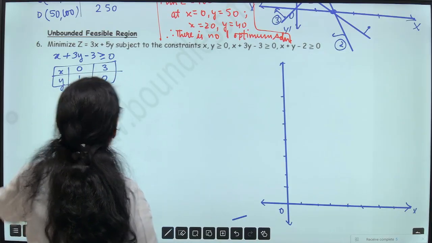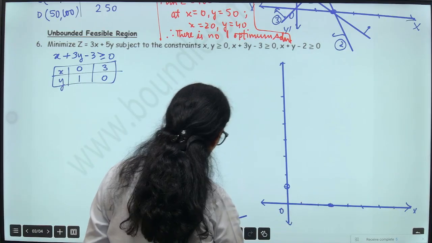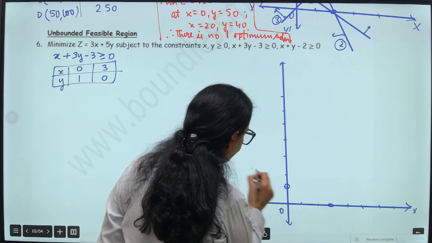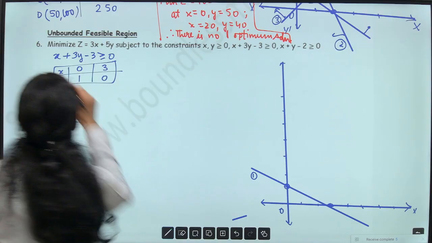Okay. So when x is 0, y is 1. This is one point. When x is 3, y is 0, so this is the other point. That means the graph of the first inequality is here. So I need to label it as 1, mark it as 1.